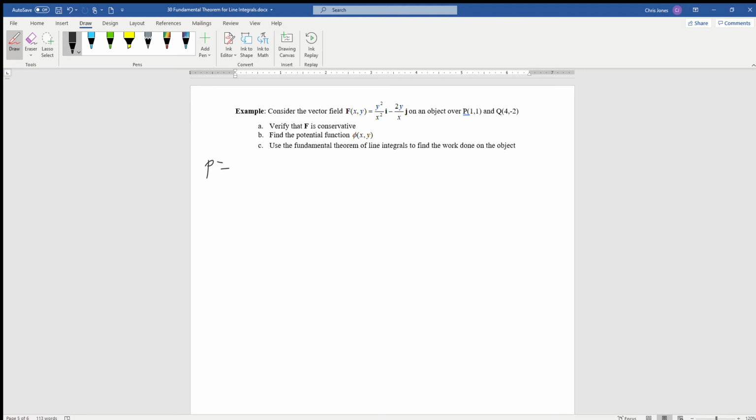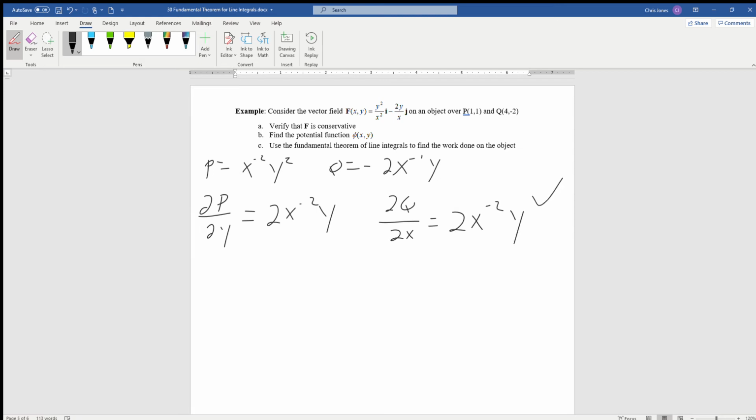All right, so P is going to be x to the minus 2 y squared, just by using that old algebra trick that you just swing the denominator and make it a negative exponent. And Q is going to be negative 2 x to the minus 1 y. We're just going to find each of the partials. The partial of P with respect to y is going to be 2x to the minus 2 y. And then the partial of Q with respect to x is going to be positive 2, because the negative and the negative, x to the minus 2 y.